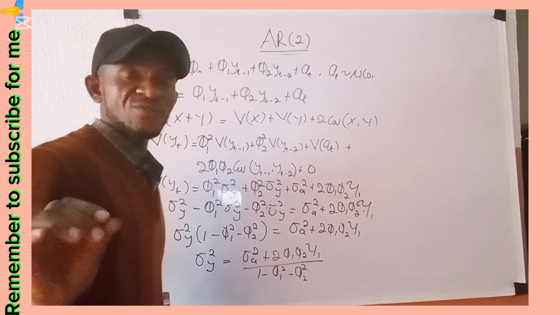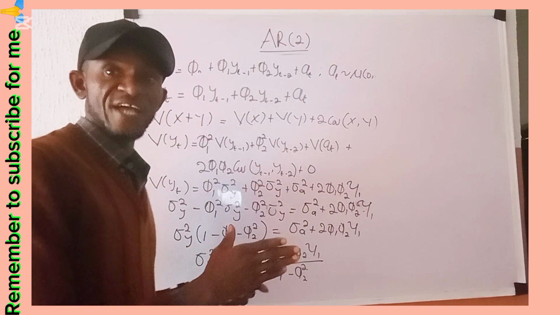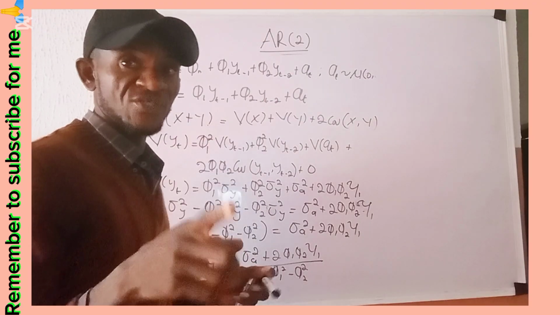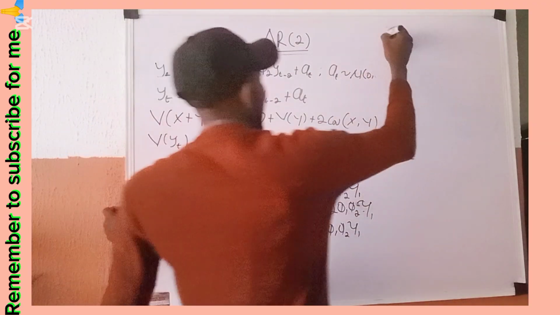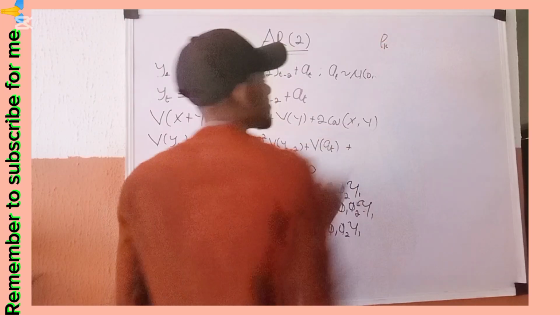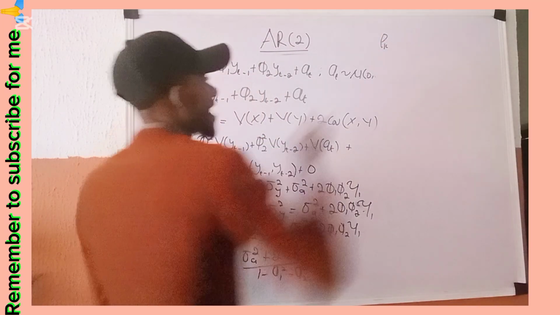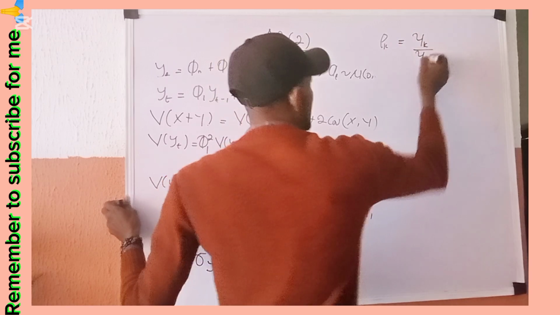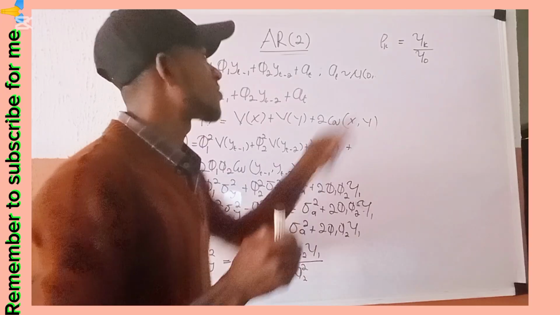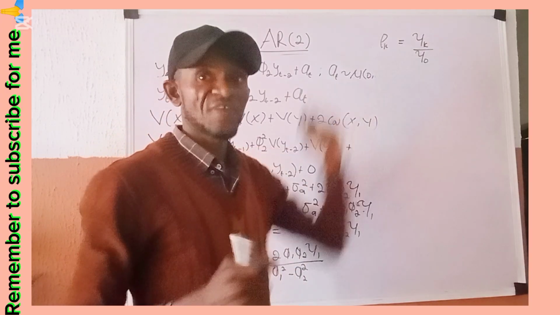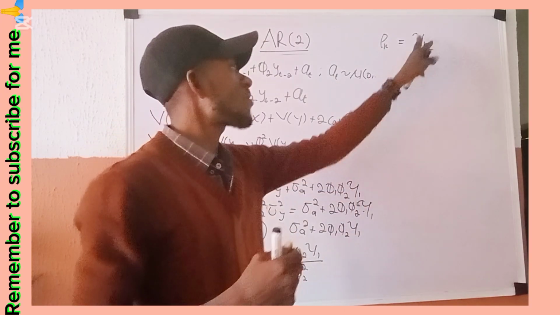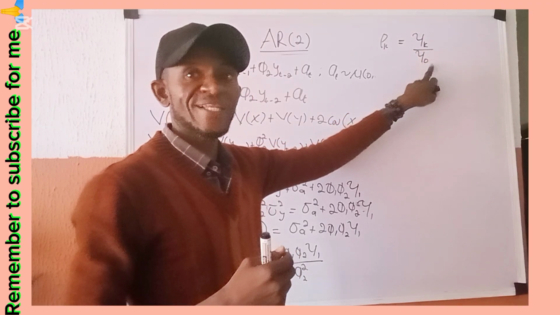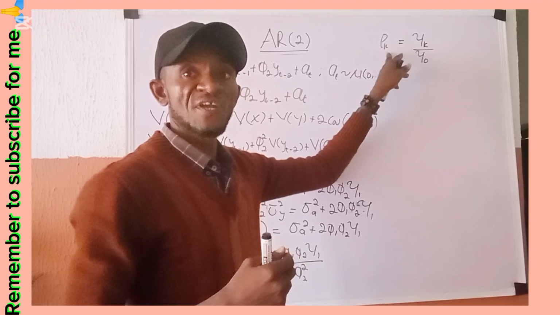When you talk about it, there is a relationship between the autocovariance and autocorrelation. The autocorrelation at lag k is written as rho k, and it is expressed as gamma k all over gamma 0. This is the relationship between the autocorrelation and autocovariance: the ratio of autocovariance at lag k to autocovariance at lag 0 will give you the autocorrelation at lag k.